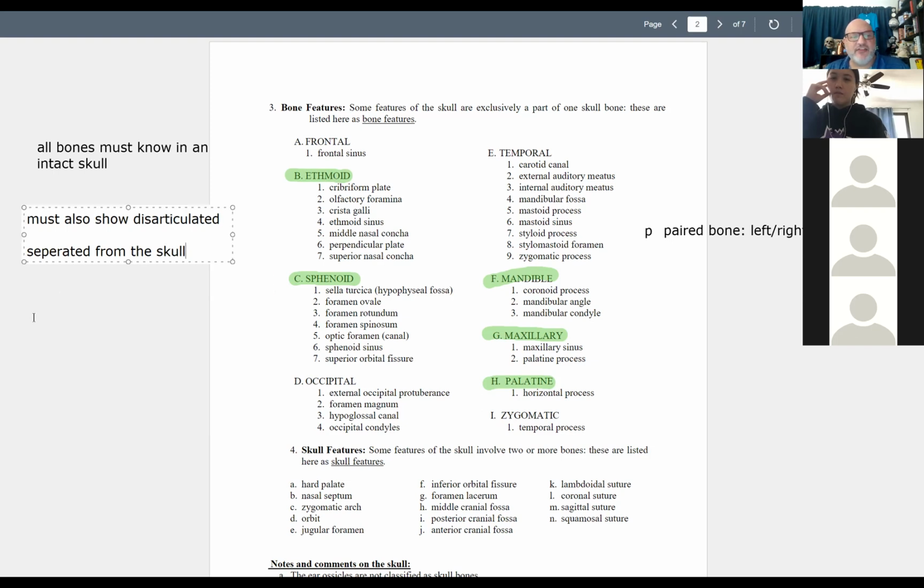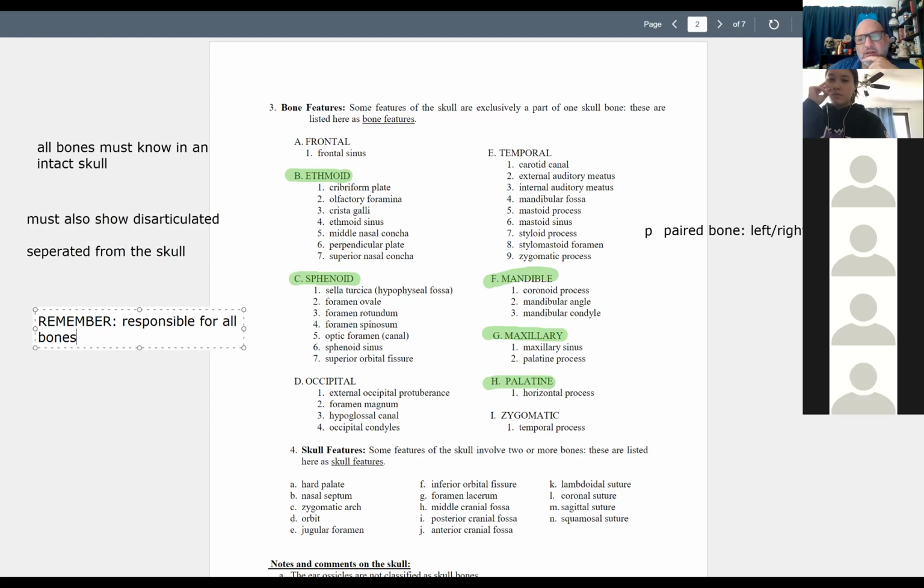One last thing, has nothing to do with the presentations, but remember, you are responsible for all the bones. So for instance, as I mentioned, on the exam, can I hold you responsible for the vomer bone in the skull? For the nasal bones on the skull? Yeah, absolutely. Are there any bone features for them you're responsible for? These questions should be getting easier. No, no bone features you're responsible for, but you are definitely responsible for the bones.